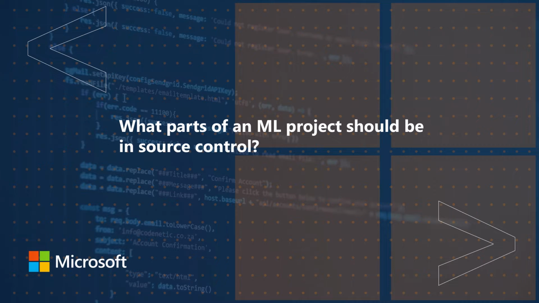So what parts of the ML project should be in source control? Now, the typical answer for somebody who talks about DevOps a lot when you get asked what should be in source control is everything. And the same kind of applies for machine learning projects, with one fairly big exception, which is the data. Because there's usually so much of it, having that in a Git repository is not really going to work for you.